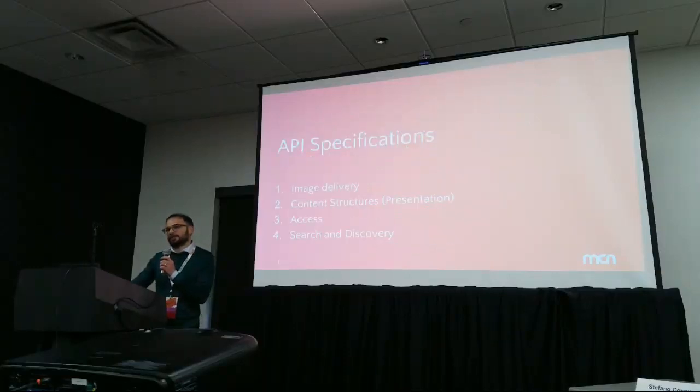The IIIF is a consortium too, of institutions that are dedicated to the development of several aspects of IIIF. IIIF is made of some API specifications that are drafted by its editors, and there are 4 of them. One is specifically aimed at image delivery, the so-called image API. There is a presentation API that is focused on content structures, so how to find the context around the images and how they're organized and so on. One API that is focused on accessing the contents, and another one that is about searching and discovering images on the web.